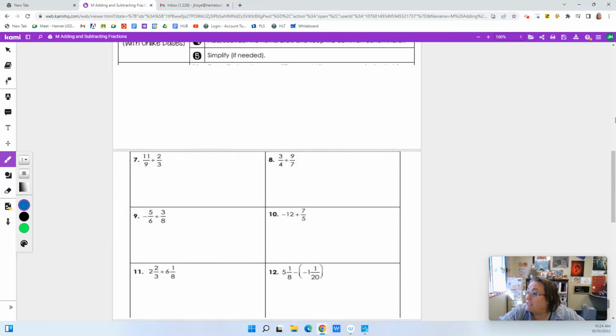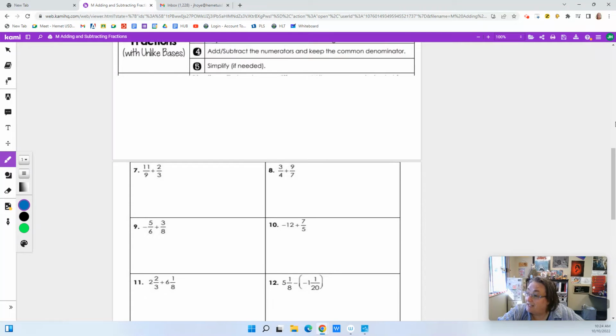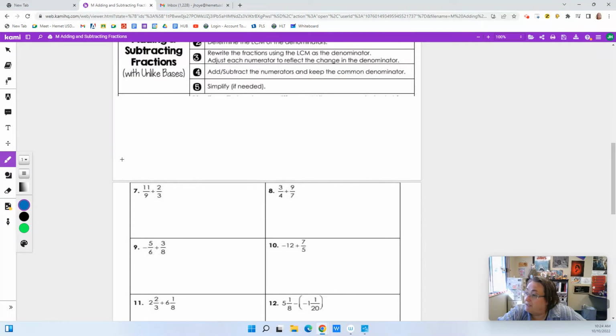So let's look at this. We have 11 ninths plus 2/3. We're going to look at number 7 right here. I'm going to even make myself a little bit more room. We have 11 ninths plus 2/3. What do you think the common denominator is going to be on this? 3 goes into 9, right? 3 times 3 equals 9, doesn't it? So we don't really even have to change the 11 ninths because we're going to use that denominator. That's going to stay, right? We're going to say 11 ninths.